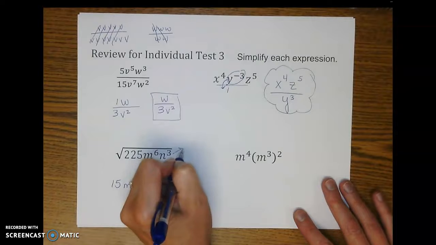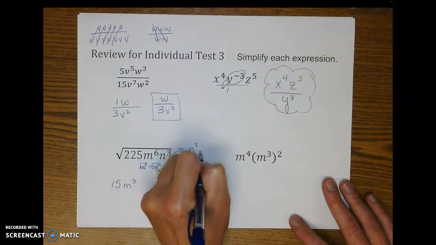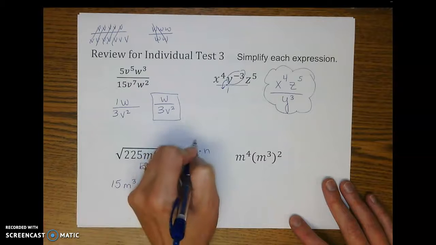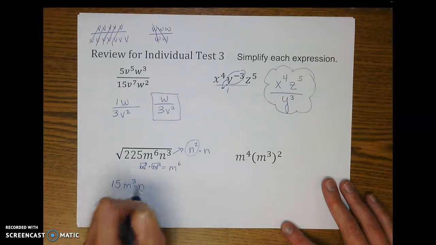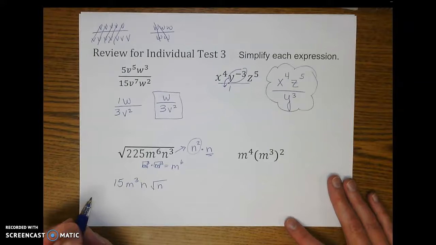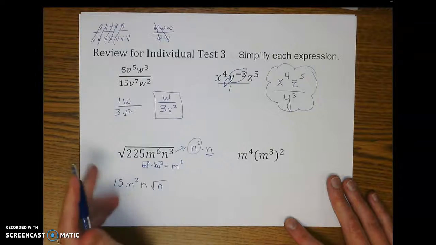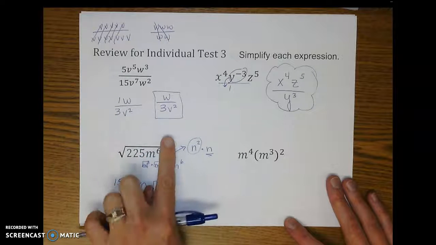This one here is a little interesting. I can break this apart into n squared times n. The square root of n squared is n, and this guy's just left over. And like I said, if this is a little fuzzy right now, that's okay. We actually spend a whole chapter on these later on. So truthfully, this question should not be on the test, or at least not this part right here.